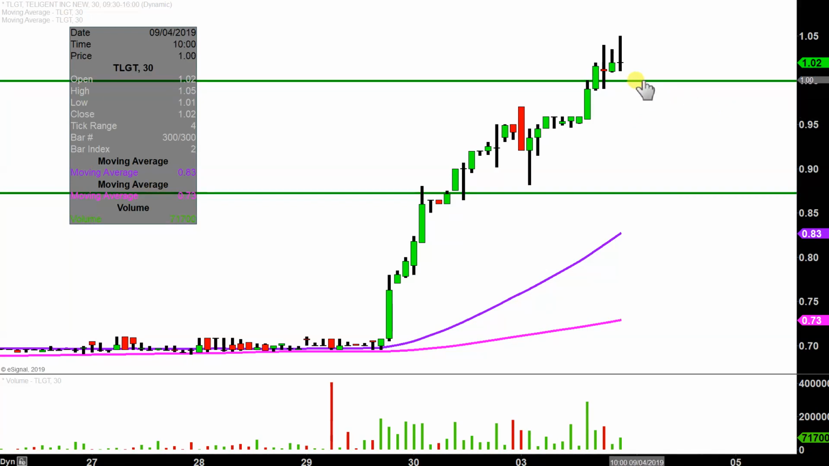Now, don't get me wrong. If the price falls below $1, I'm not saying the entire chart is destroyed or ruined or anything like that. But staying above would definitely be a massive and impressive sign of power going forward.